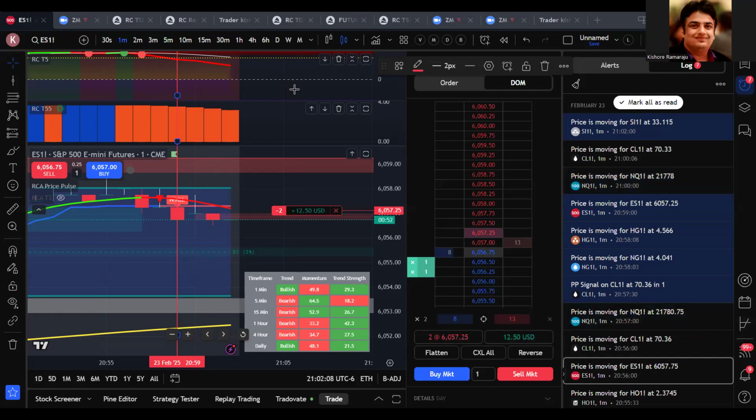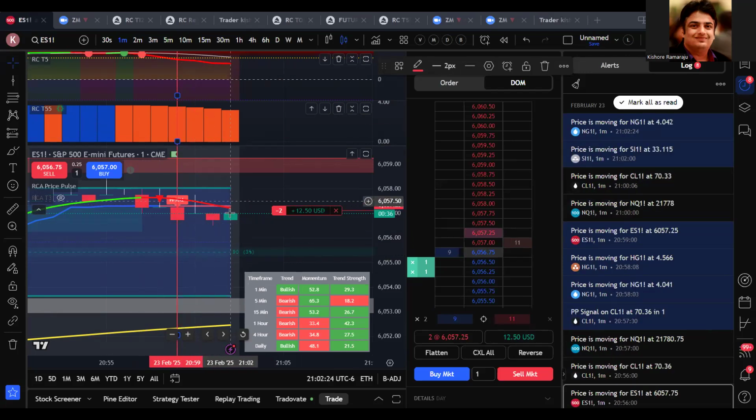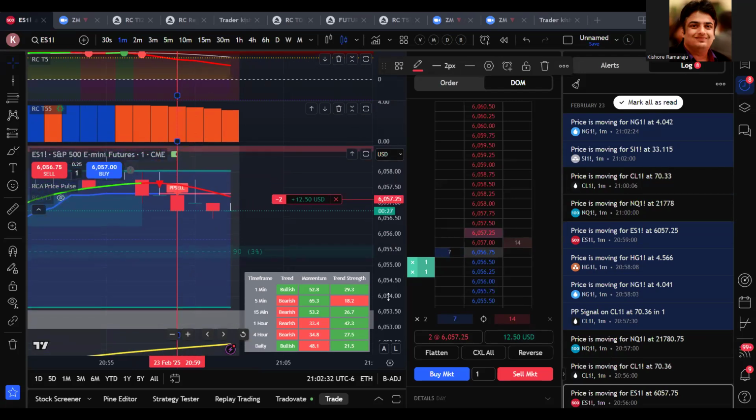So NQ, ES, both are dropping. So we already took a short on NQ. And now I took a short on ES because again we got a PP sell. This is red. This is red. So there is a small drop possible. Minimum until this point, it can drop. So I took a short on ES and short on NQ. And also on crude oil, I have a short.